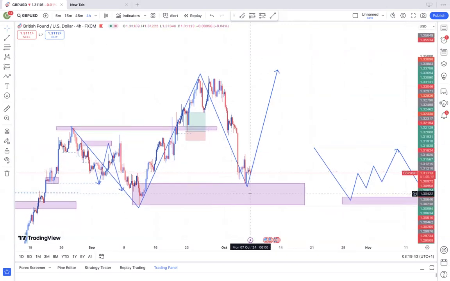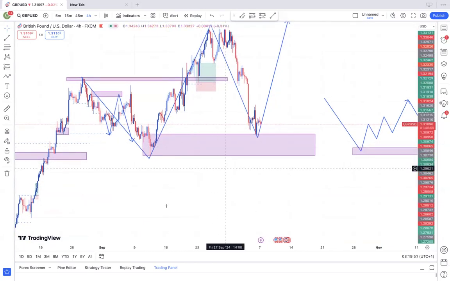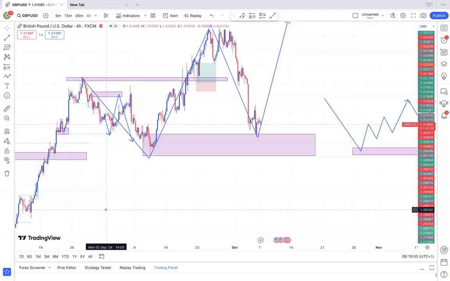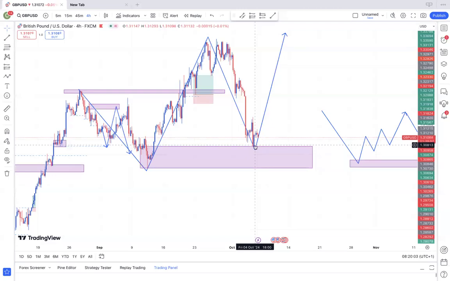But then, if we see a break below 1.30235, then we're going to expect GBPUSD sales all the way down to 1.28250. So GBPUSD buys around this area is what we're expecting. 1.3804. So if market should come down to 1.3804, we're expecting GBPUSD buys.